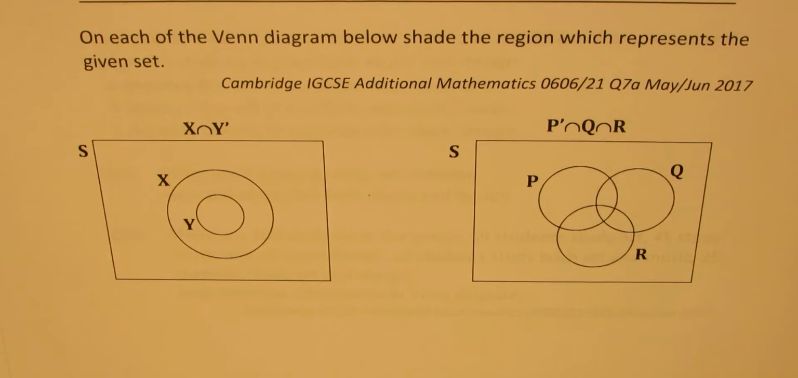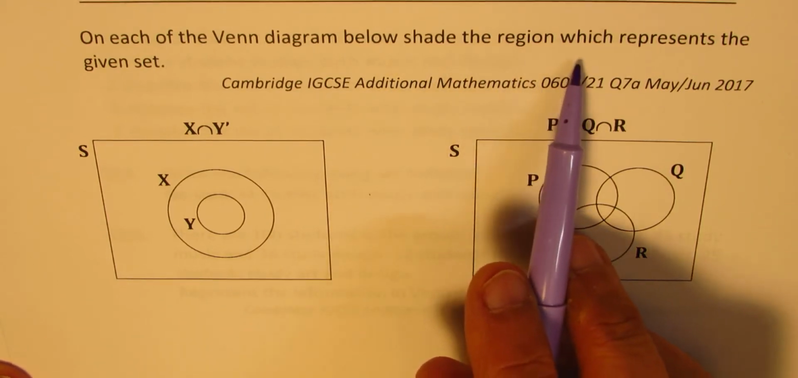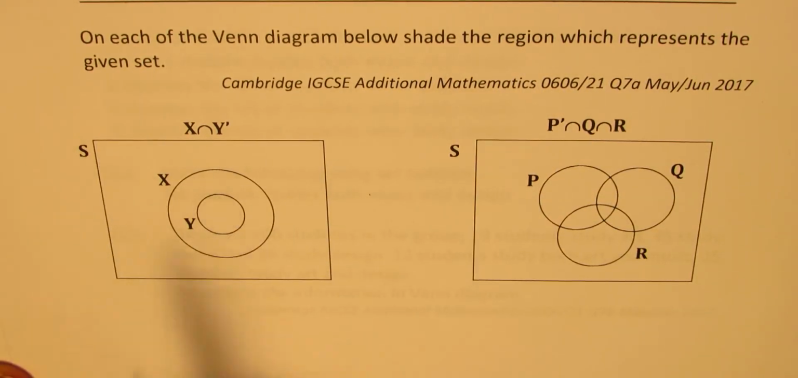We'll now learn how Venn diagrams are treated in different parts of the world. This time, here is an example from Cambridge IGCSE Additional Mathematics. It's question number 7 from the 2017 test paper. The question is: on each of the Venn diagrams below, shade the region which represents the given set.